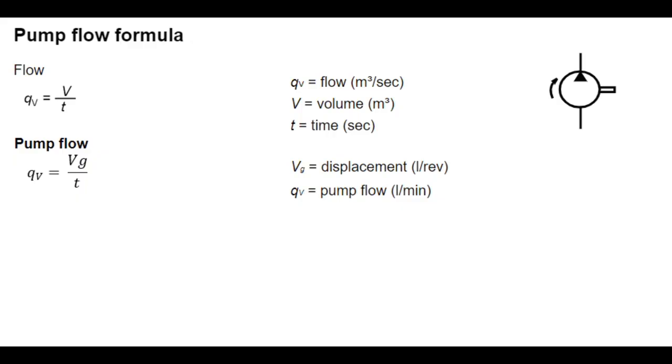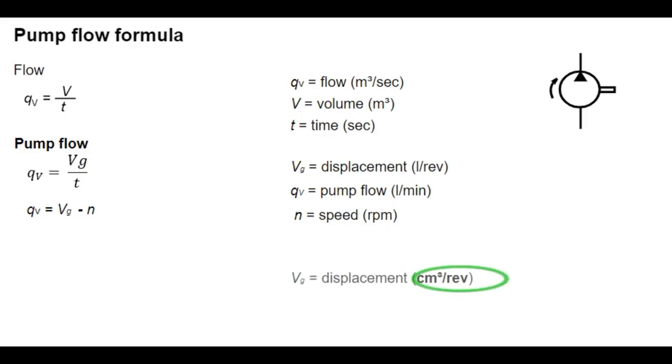Displacement is the volume of hydraulic fluid displaced by the hydraulic pump per revolution of its shaft. If we multiply this volume by the number of shaft revolutions per unit of time, we get the displaced volume per unit of time. The number of revolutions per unit of time is nothing more than the speed. This means we can also calculate pump flow using pump speed. Pump flow QV equals displacement Vg times speed N.